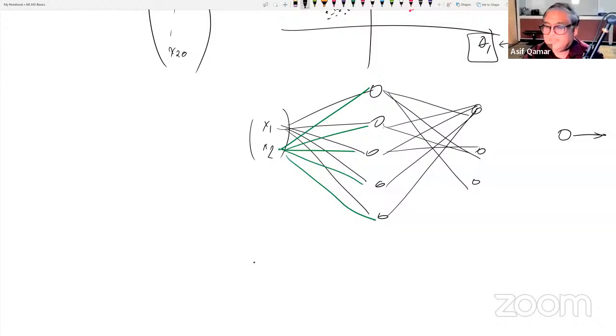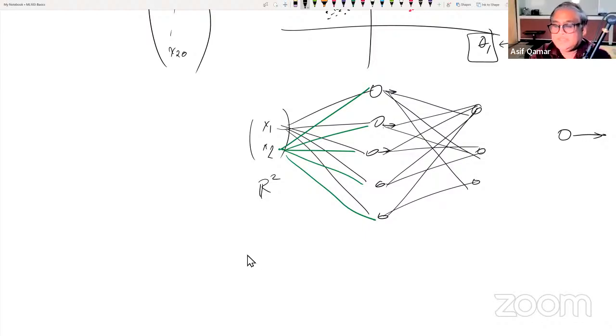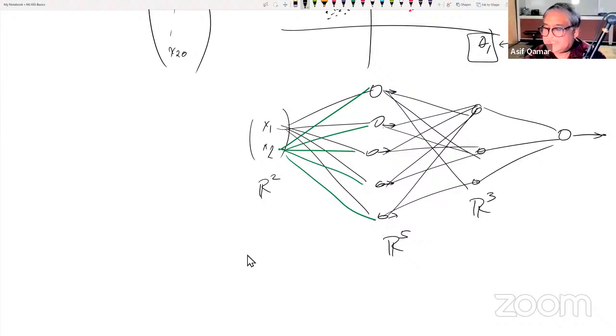Forget all the other things. So what are you doing? You took 2-dimensional data and you have certain values coming out from each of these neurons. So you have projected it to a 5-dimensional space. Then you're using it to project it to a 3-dimensional space, and you're projecting it to a 1-dimensional space.